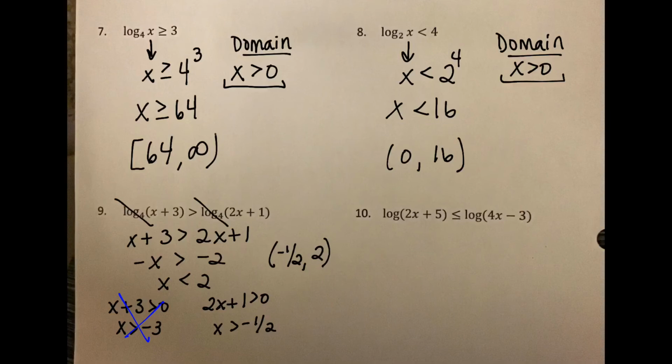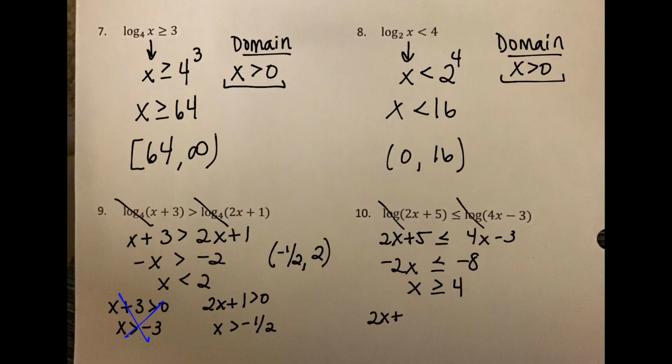Next example, same process. Logs cancel. 2x plus 5 less than or equal to 4x minus 3. Again, I'm going to bring the x over to the left. Divide and flip. Then I'm going to do my two domains. 2x plus 5 has to be greater than 0, so x has to be greater than negative 5/2. 4x minus 3 greater than 0, so x has to be greater than 3/4.